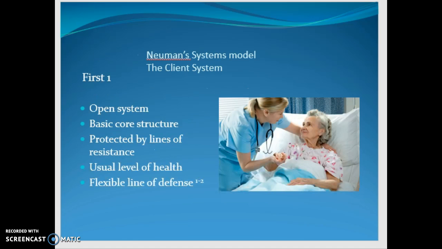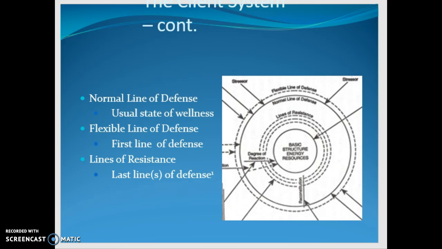The client system. The client system is an open system. The basic core structure is protected by the line of resistance, the normal level of health, and the flexible line of defense. The client system responds when stress breaks through the flexible line of defense. The system is invaded and the lines of resistance are activated, leading to illness.